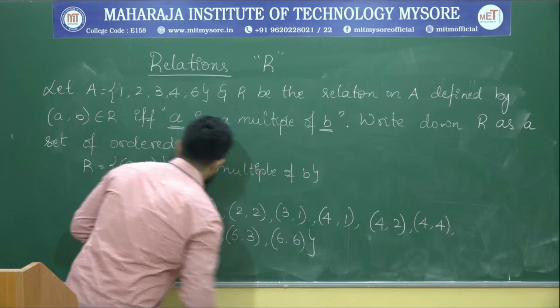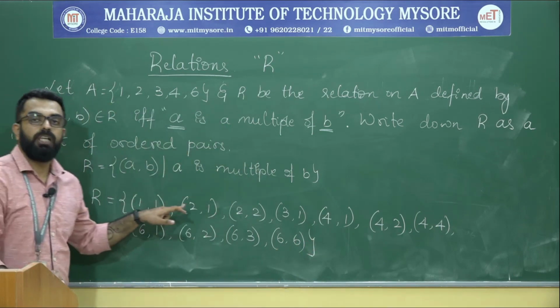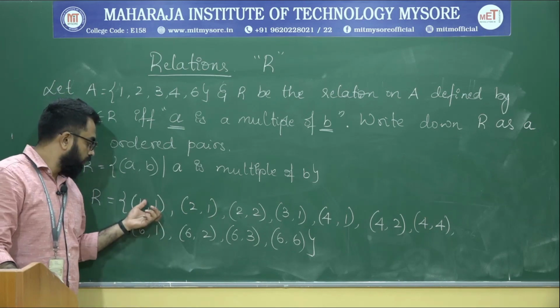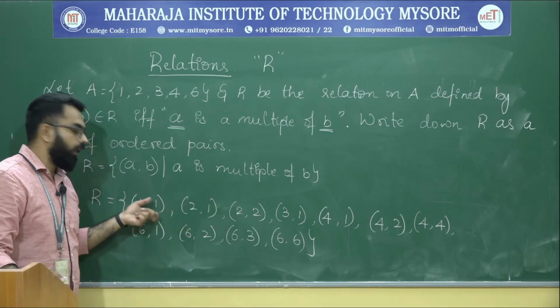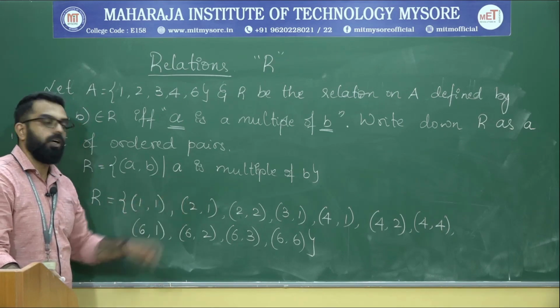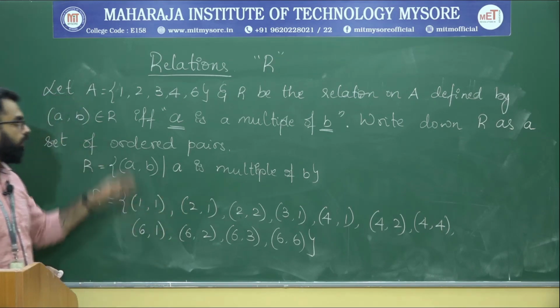So this is the relation R, which is a set with elements that are ordered pairs of A cross A. R is a subset of A cross A and it has the ordered pairs like this. This is a subset of A cross A.